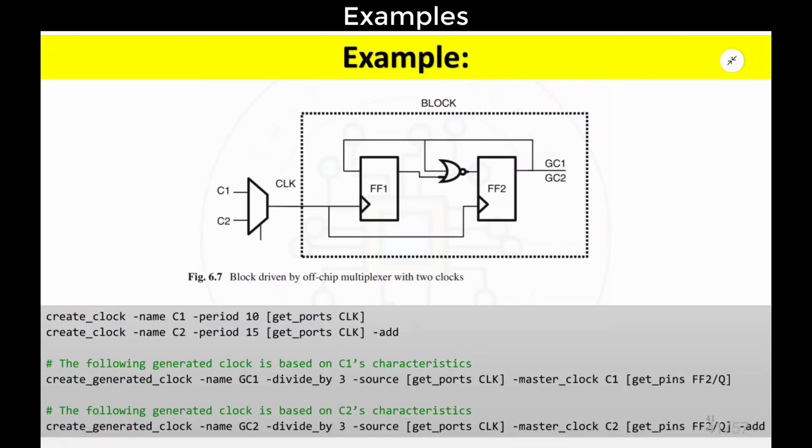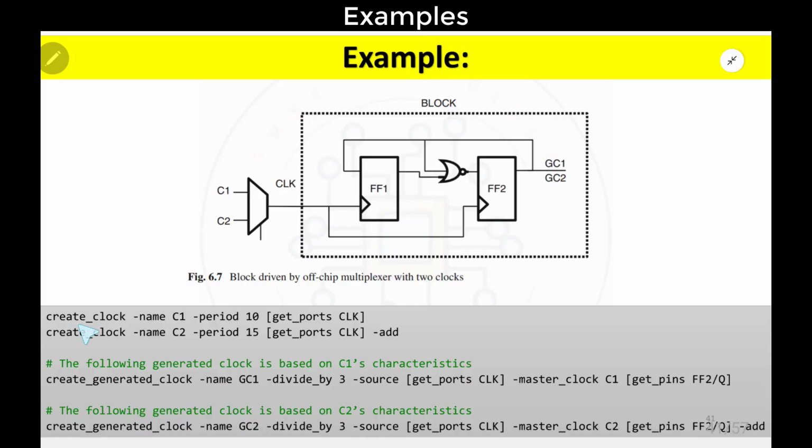This is a very important example. You can see here two clocks are there, C1 and C2, and I told you whenever multiple clocks are there, we need to use a switch called hyphen add. If you don't write this, suppose you write a constraint for C1 and next you write the constraint for C2 and you forgot to add hyphen add as a switch, then this will be overwritten. So be clear if there are multiple clocks.